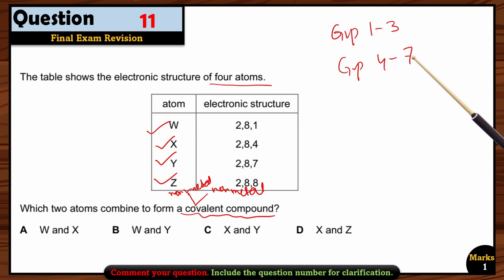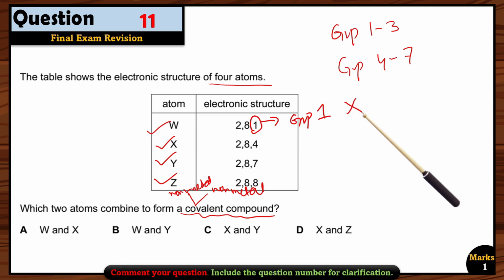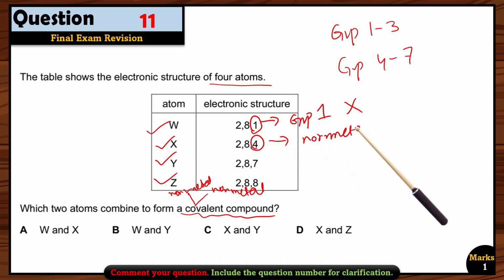And the group number always tells you the last shell electrons. So for the last shell, we can see how many electrons are present. Only one. It means W belongs to group 1, so it is a metal. It's not a non-metal, so it is not involved in a covalent bond. X belongs to group 4. It means it's a non-metal, right? Because 4 to 7 are the non-metals. It means this is involved in the covalent bonding.